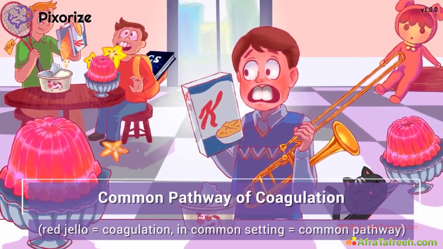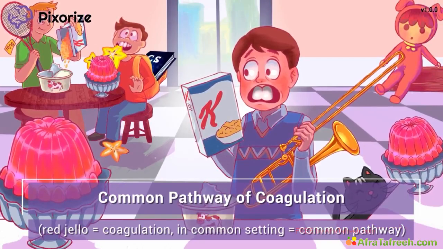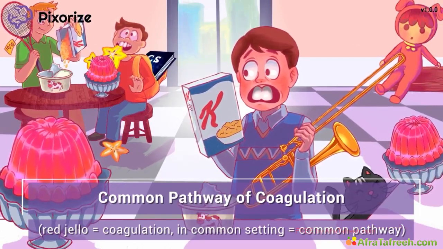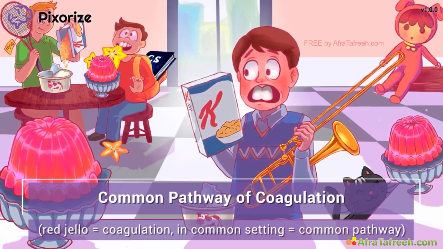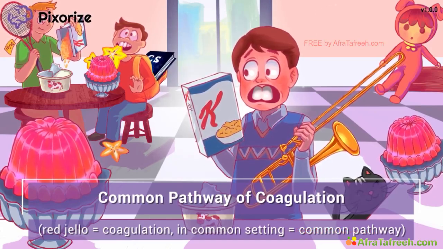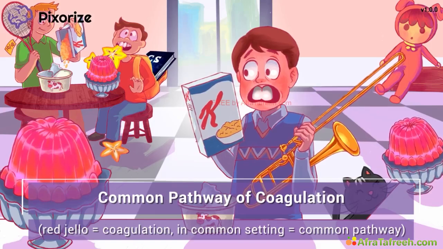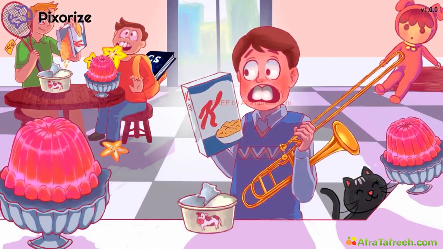And the common setting for Jell-O should remind you that we are talking about the common pathway of coagulation. To review, in our previous videos, we covered the extrinsic and intrinsic pathway of coagulation, which are two starting pathways that eventually come together in a common set of final ending steps. These common ending steps are known as the common pathway, and is the focus of this video here. If you haven't seen our previous videos already, I'd recommend starting there and coming back to this one later.